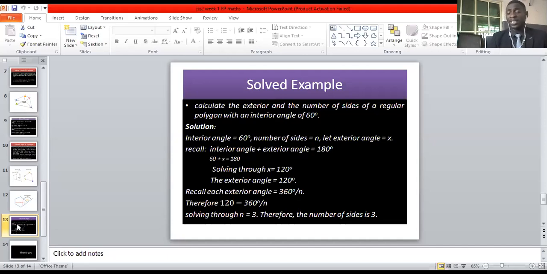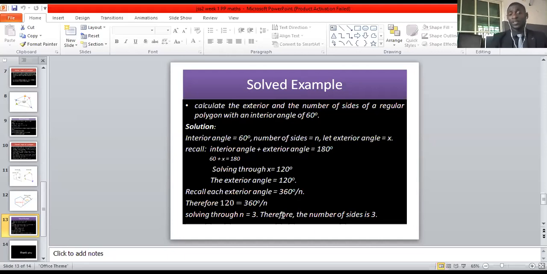You can try solving through that. You cross multiply, you have 120 times n, and divide both sides by 120, you have n equals to 3. Therefore, the number of sides is 3. You can see how these things are calculated using the relationship between them. The sum of interior angles equals to n minus 2 times 180.